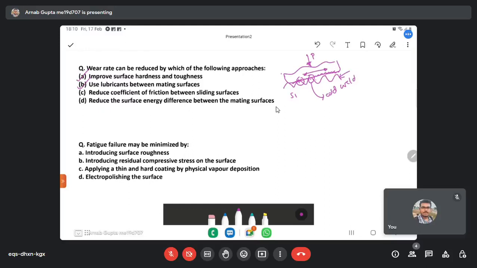However, suppose you apply some lubricant between the two surfaces, then there is a possibility that due to hydrodynamic effects of lubrication, this top surface tends to lift off from the bottom surface. So a gap is established spontaneously between the two surfaces due to the hydrodynamic pressure.